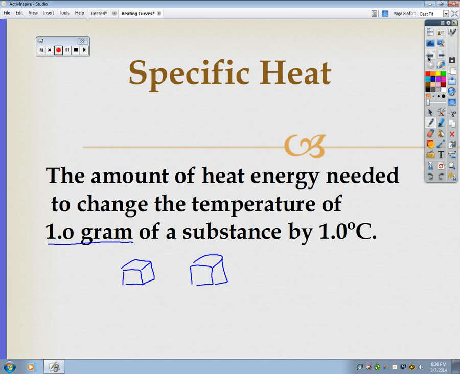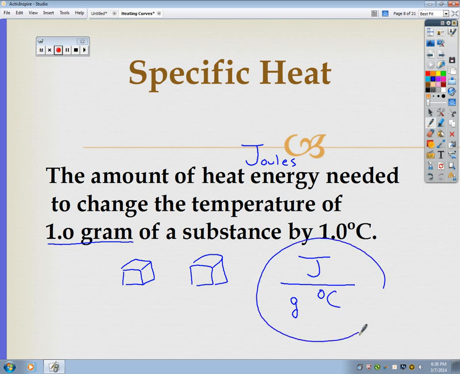Let's look at our specific heat for a second. What's our definition? The amount of heat energy, that happens to be measured in joules, after a guy named James Joule. We abbreviate with a J. It's the amount of joules needed to change the temperature of 1 gram of substance by 1 degree Celsius. This is the unit that goes with specific heat. So it's the amount of heat energy per every gram to change it by 1 degree Celsius. How handy that the definition is the label.